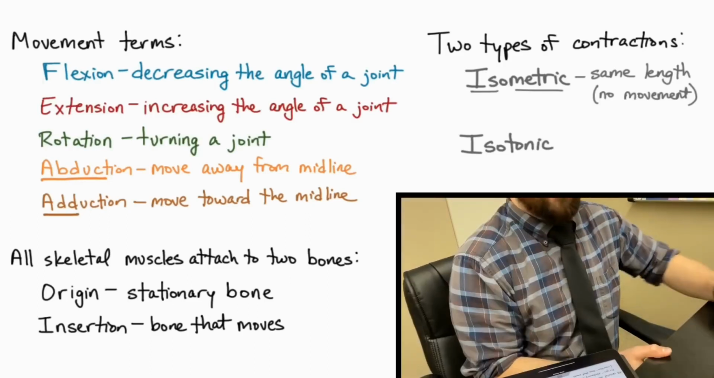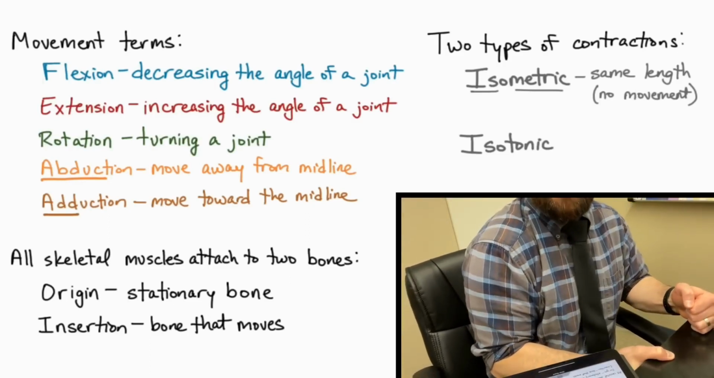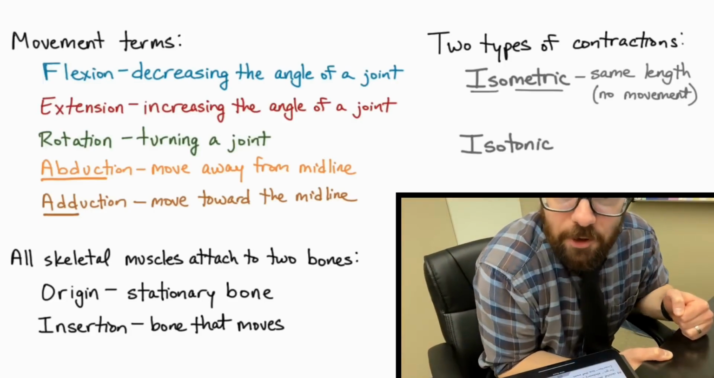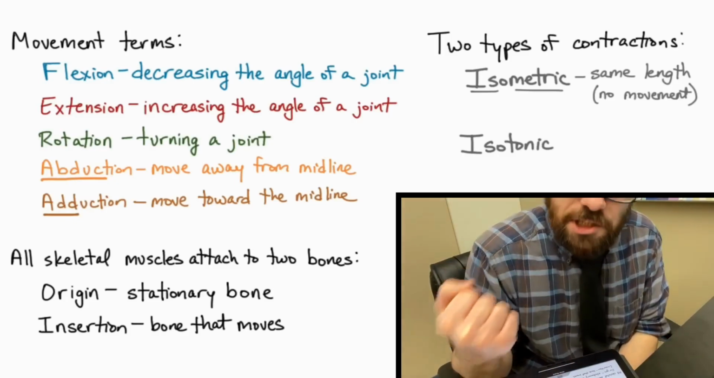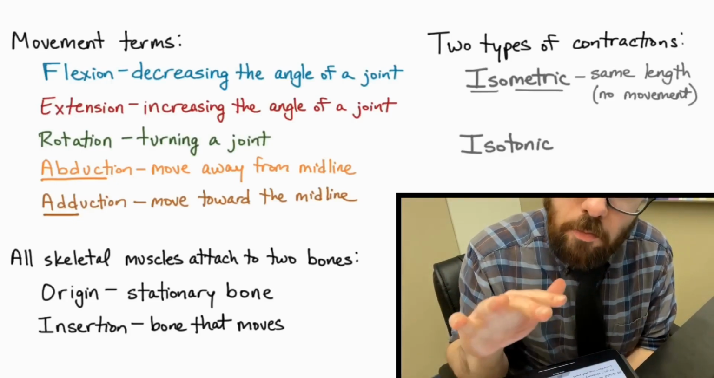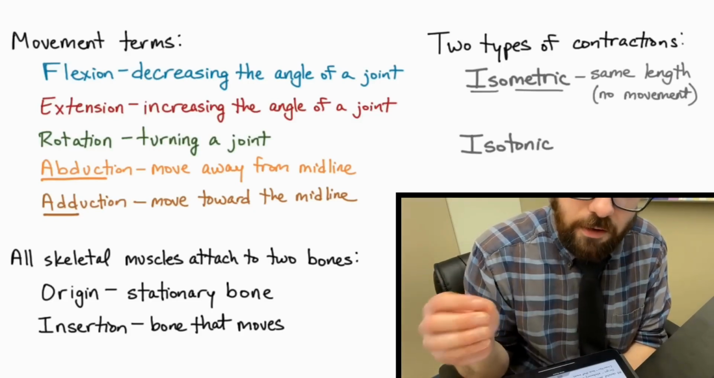So for example, if I try to lift up on my desk right now, I promise you this muscle is contracting right now, but nothing's happening. There's no movement happening, right? So that would be an isometric contraction. I'm straining really hard, but there's no movement happening, so it's isometric. Same length, or in other words, no movement.